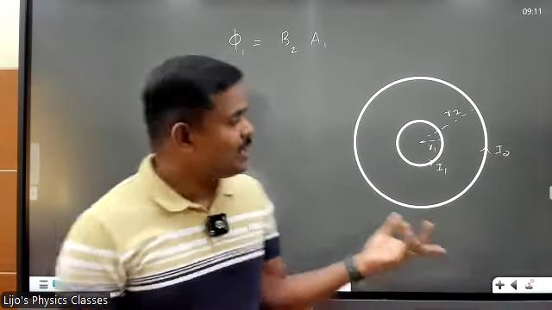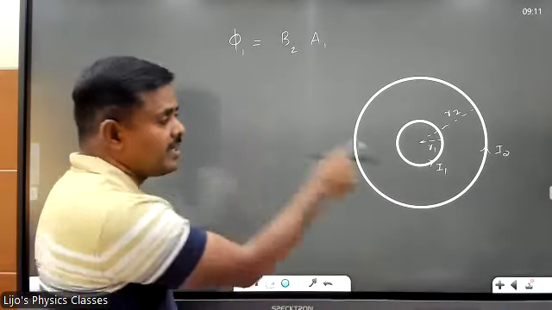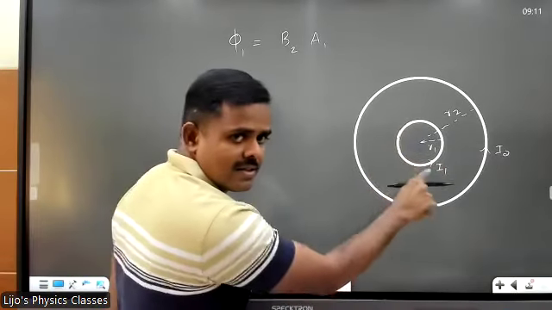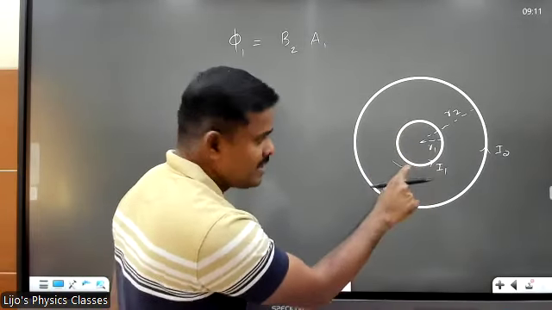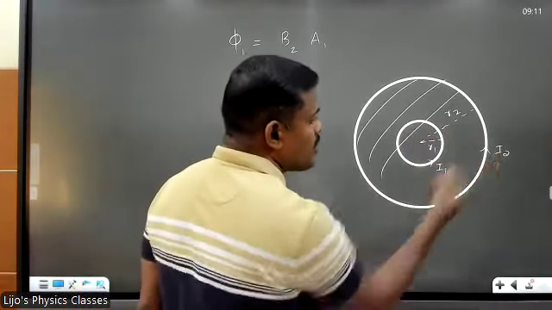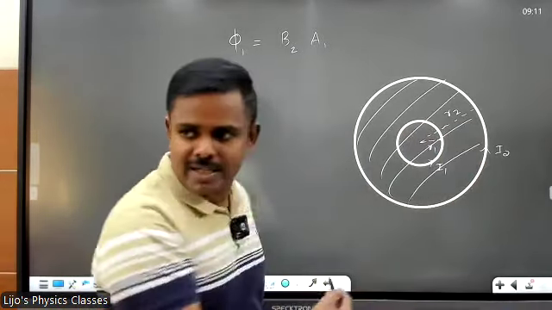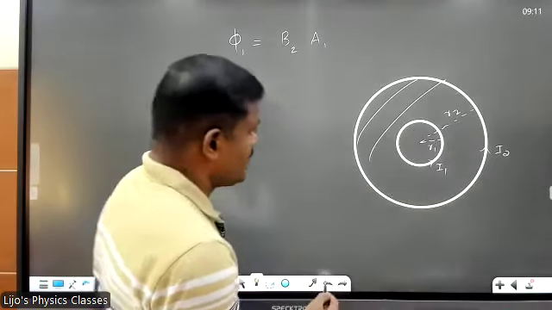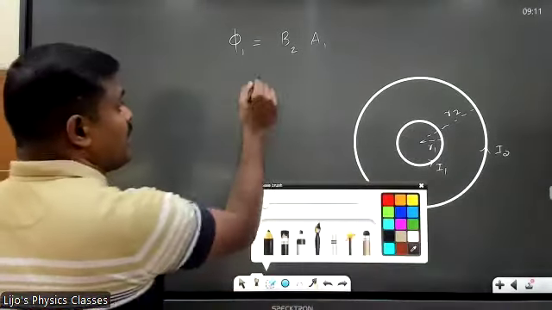See, you are trying to find the flux of this coil, right? And that is sitting inside the magnetic field of the outer coil. Am I correct? I'll tell you, don't worry. So this is B2 into A1.